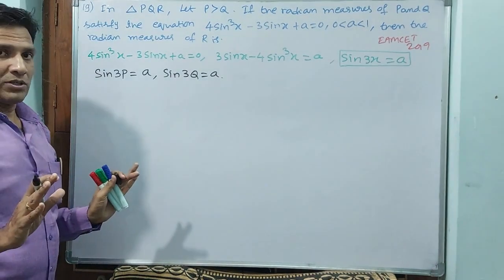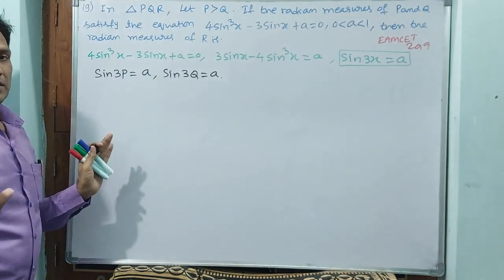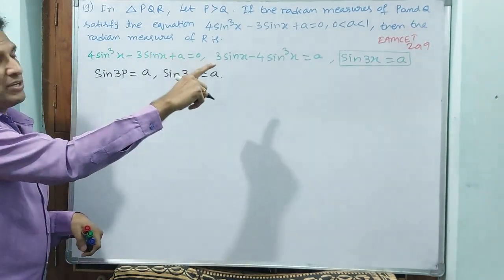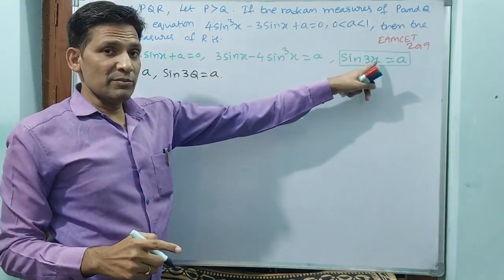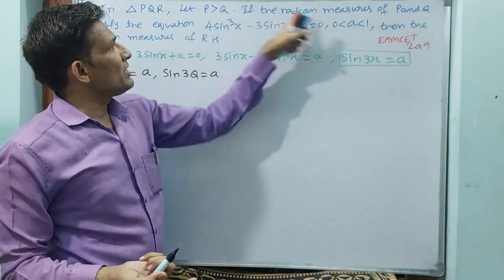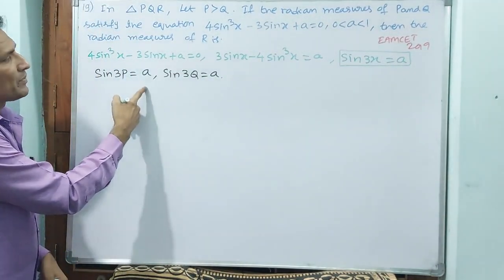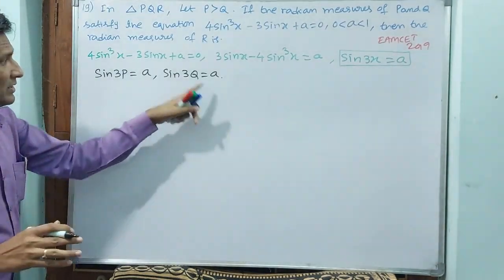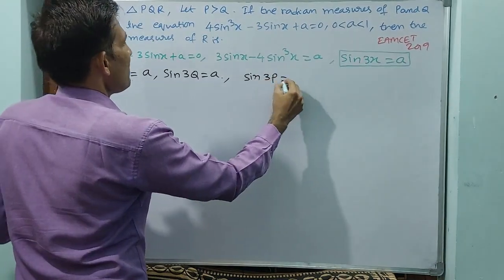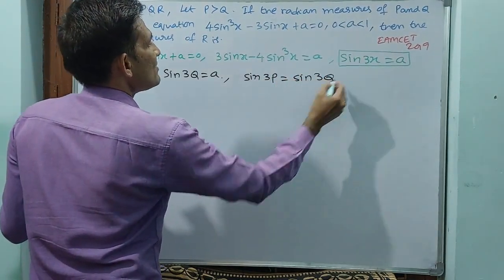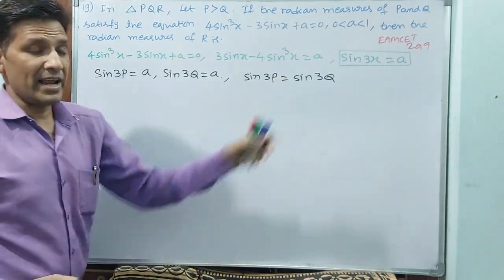See, this is a logical question. Unless you understand the background, you cannot answer this question. P and Q both satisfy this equation means this equation only we have modified. X means angle only, these P and Q are angles. That is why sin 3P is equal to a, sin 3Q is equal to a. If this is there, then shall I write like this? Sin 3P is equal to sin 3Q. Definitely I can write, because a is equal to this thing.